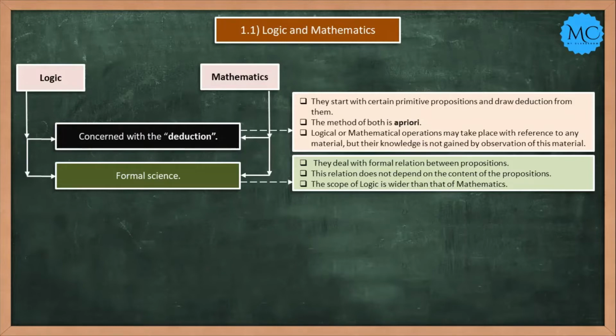The scope of logic is wider than that of mathematics, as a third point. Why? Because mathematics has limitations. You cannot apply mathematical operations to anything in this world. But on the other hand, we can apply logic to everything in this world, any kind of material, any kind of object. So it doesn't have any limitation like maths does. So we can say that the scope of logic is wider than that of mathematics. Let's move on.